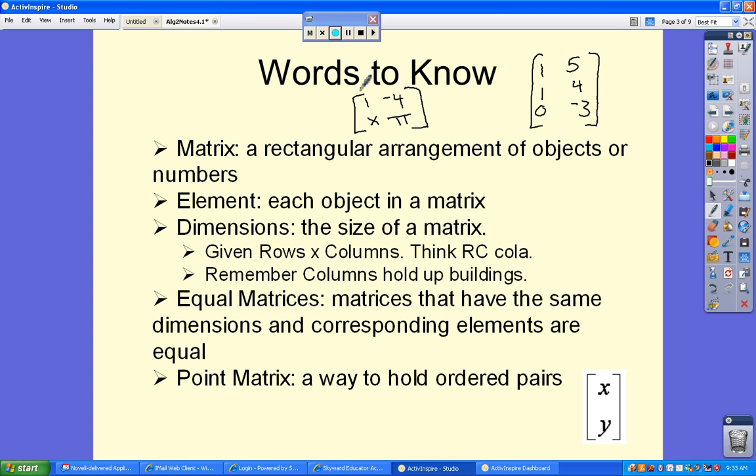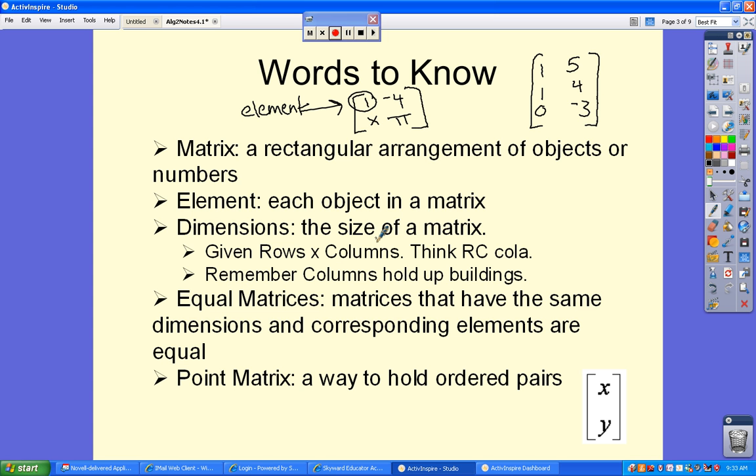An element is one piece. So this whole thing is a matrix. This is an element. Element, element, element. So this one has 6 elements. This one has 4. This one has 2. And we say it's each object in a matrix.